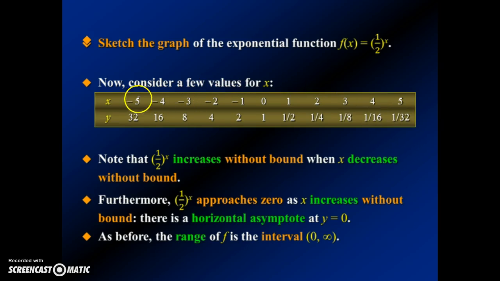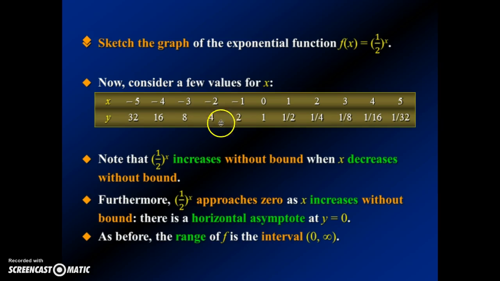If we put negative numbers in for x, we get 1/2 to the negative 1. So that's 1 over 2 to the negative 1. We cross the line, change the sign, and we'll get positive 2. 1/2 to the negative 2 is 1 over 2 to the negative 2.